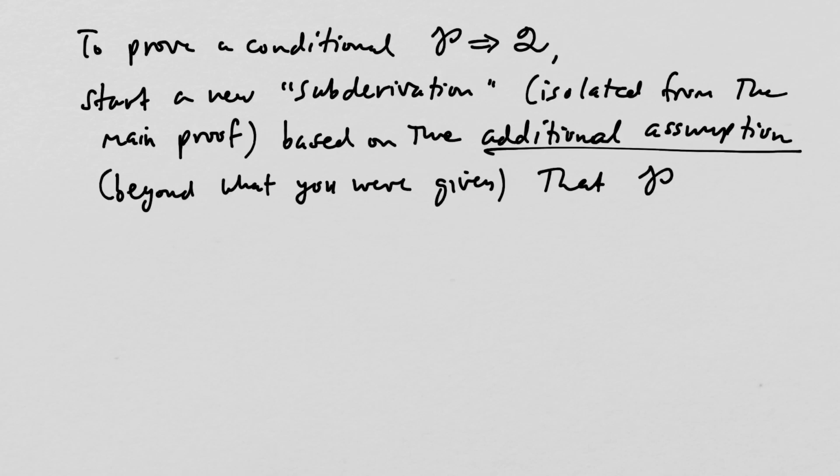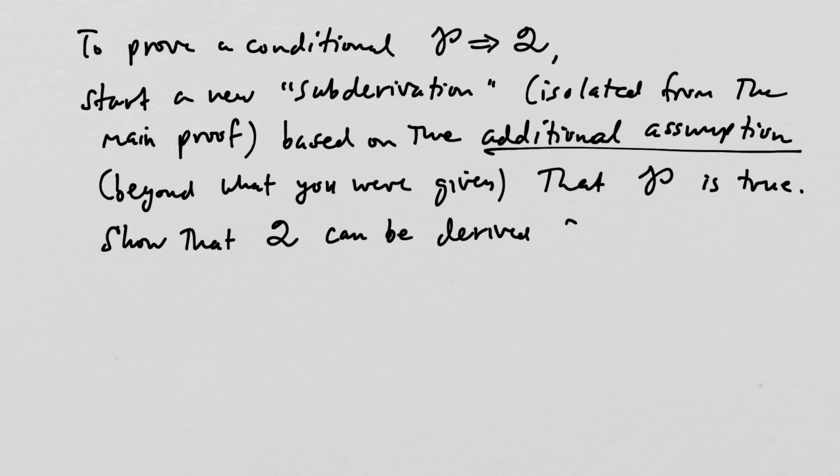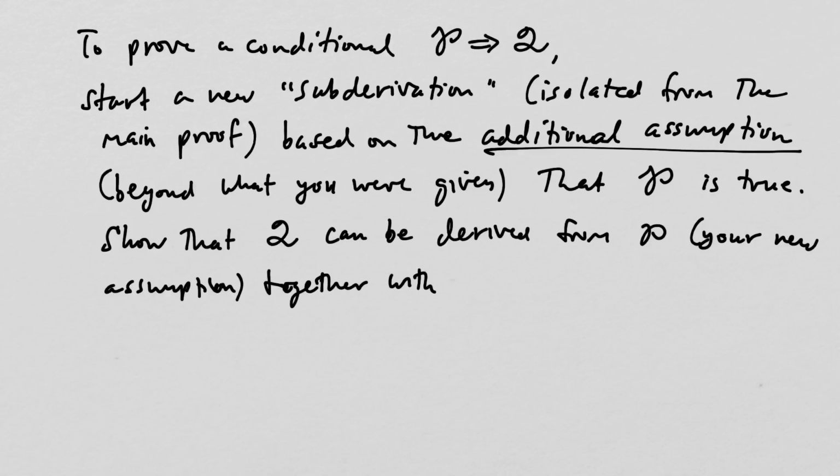That the antecedent clause, P, is indeed true. And what you do then is you just show that the consequent clause, Q, can be derived from P, meaning your new assumption, together with everything else you were given previously.